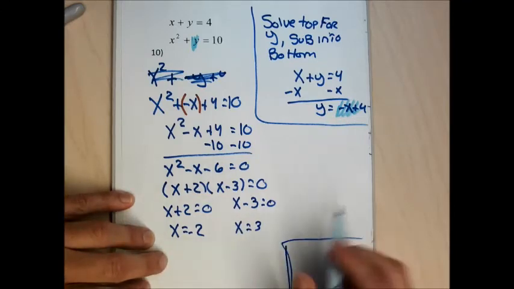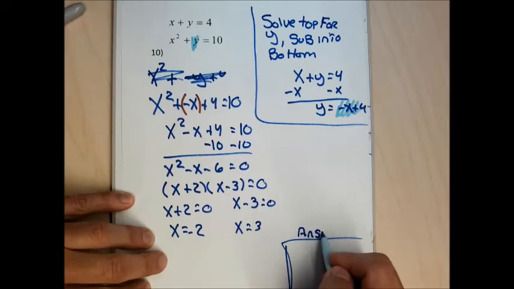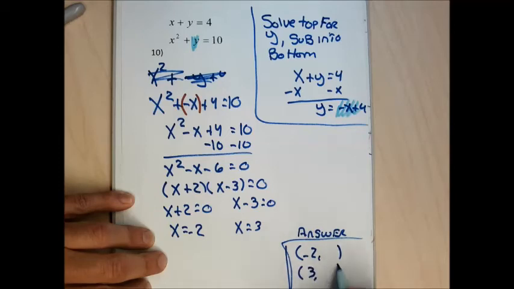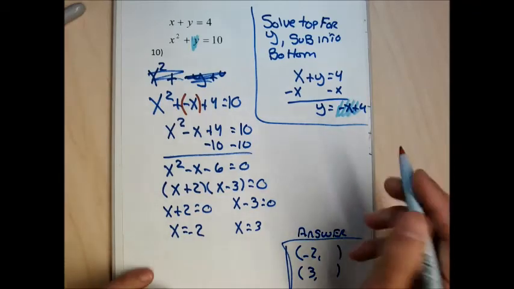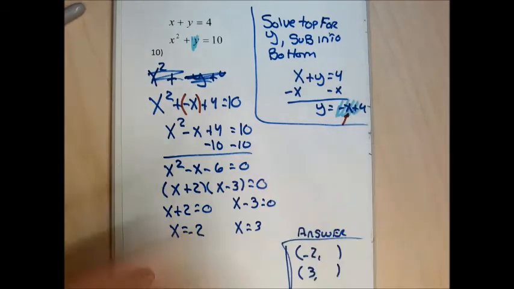When I go to write my answer, each x needs to be paired with the y that it pairs with. My answers are going to be points. One of the answers is going to be -2 comma something. The other is going to be 3 comma something. What I'm going to do is plug -2 and +3 in for that x to figure out how to pair it.